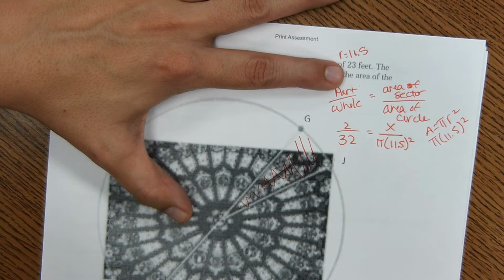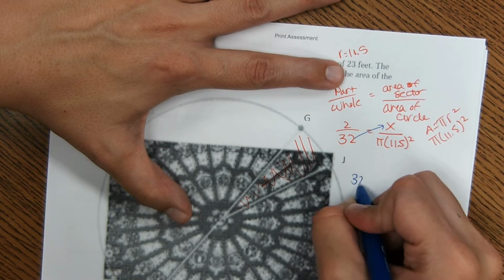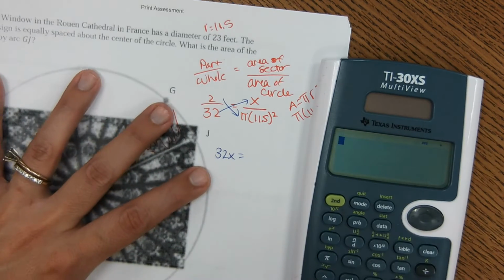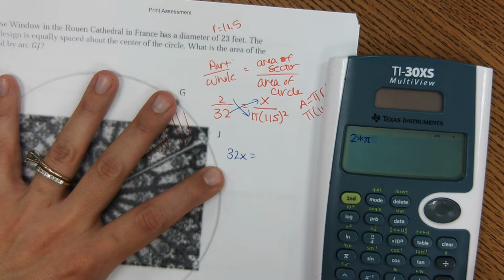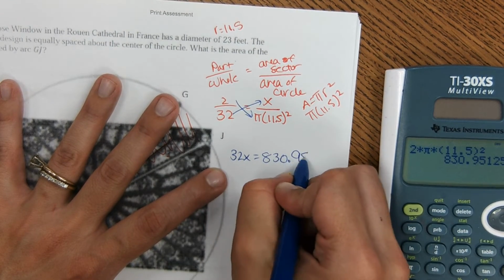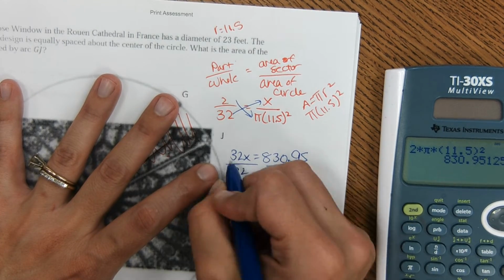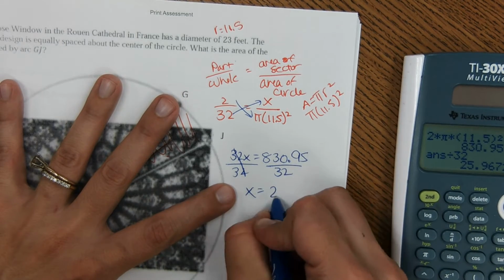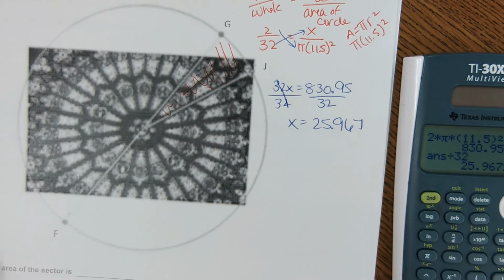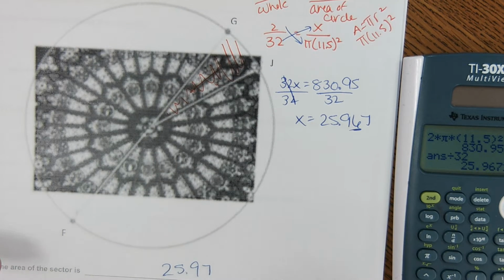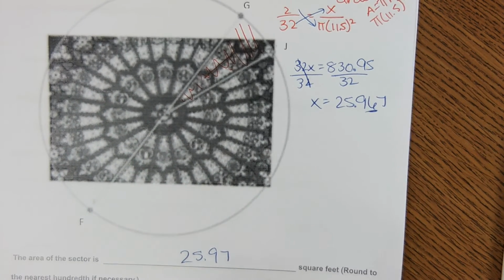And then I can use cross multiplication to solve for the area of the sector. So I get 32x equals, multiply these two numbers, and it comes out to 830.95, and we'll divide by 32. x equals 25.967. I look at how they want me to round it, to the nearest hundredth right here. So 25.97 square feet is my answer. Next problem.